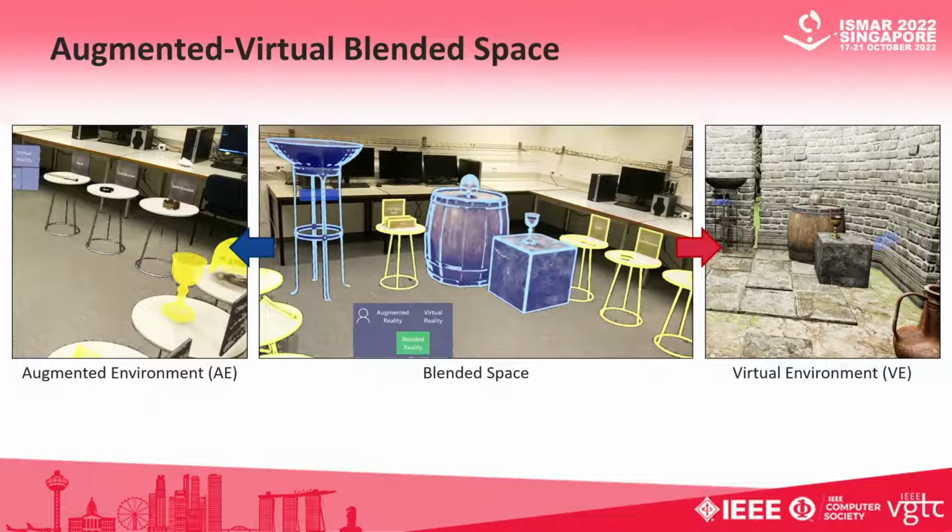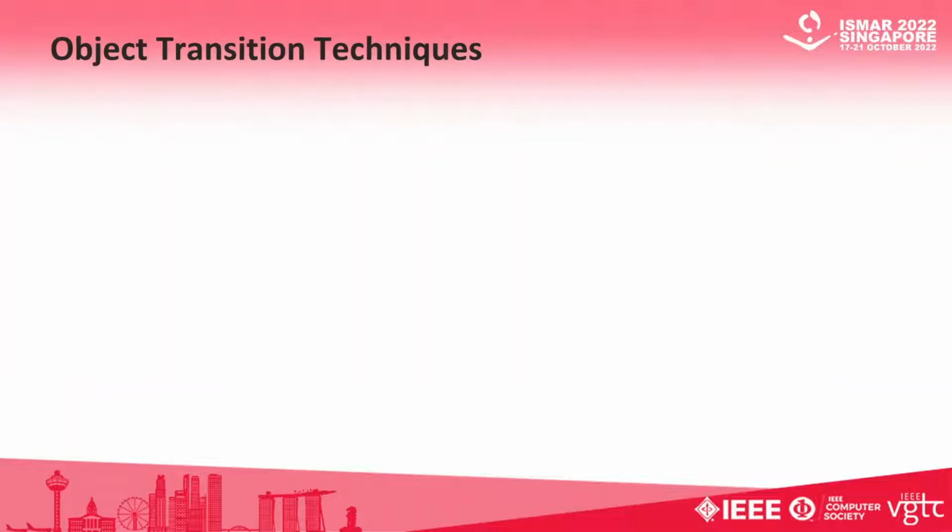environment. And in order to make it so that they can still distinguish between the environments, we implemented the color coding where the blue represents the virtual environment and the yellow represents the augmented environment. We evaluated this blended space approach as an object transition technique.